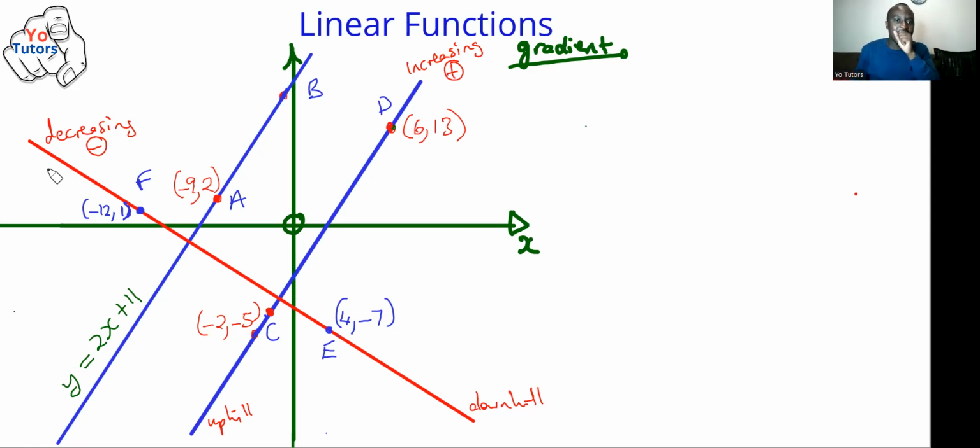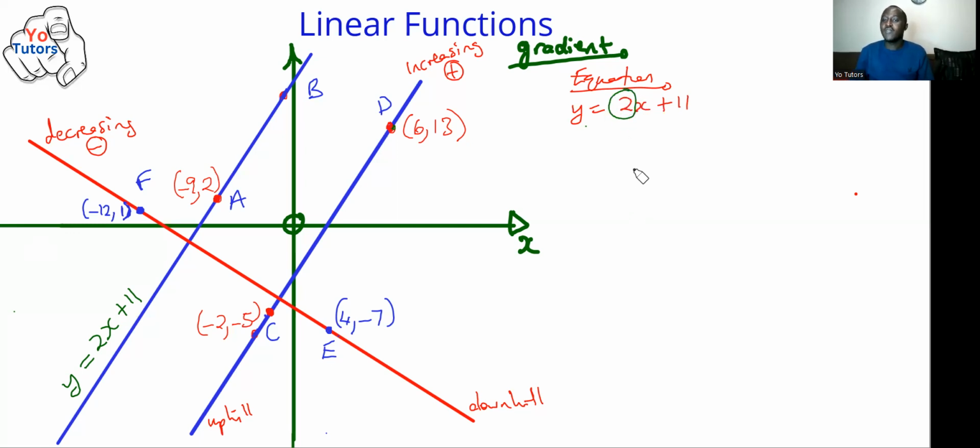Now let's see how we find the gradient. You can get the gradient from the equation. Let's take an equation like what we have here. How do you get the gradient of this one? It's y equals 2x plus 11. So the gradient is your 2.